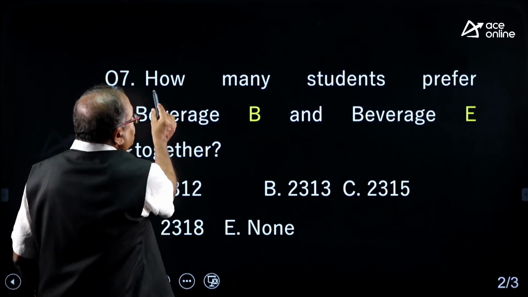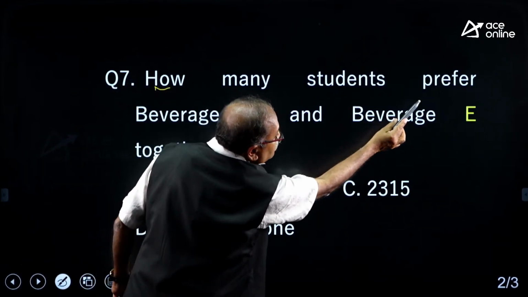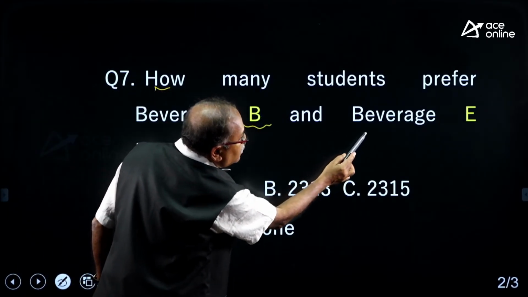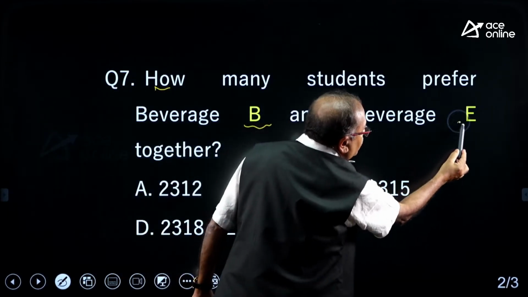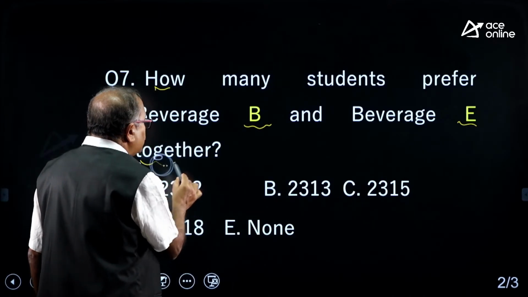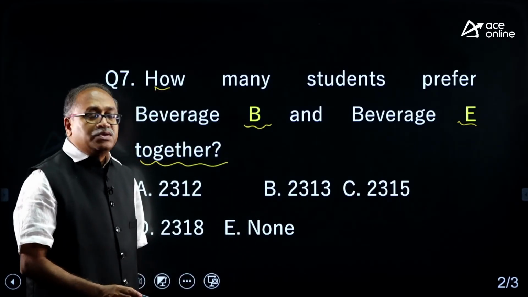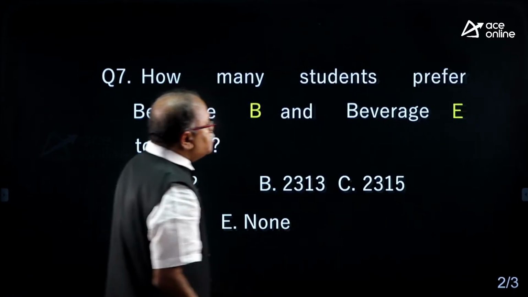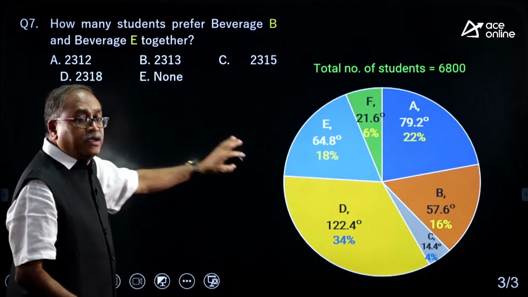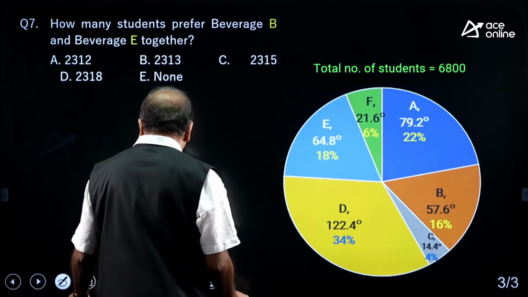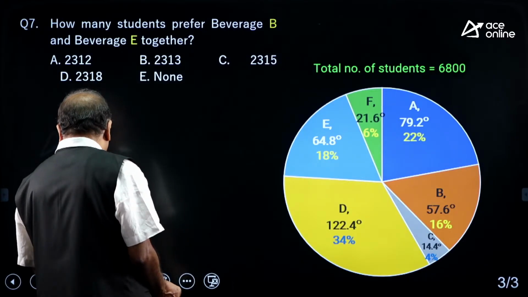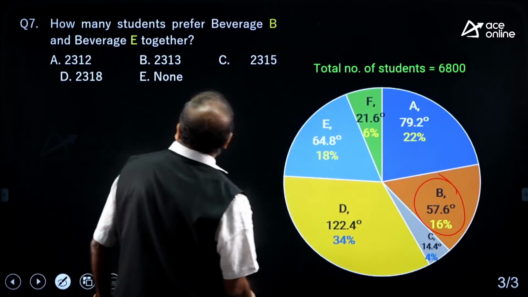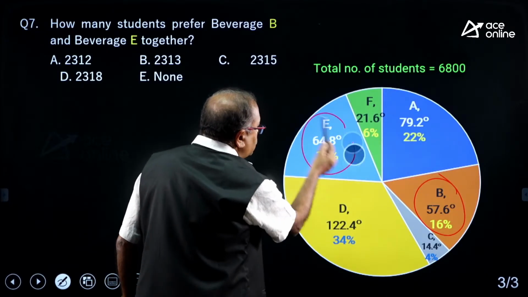The question says, how many students prefer beverage B and beverage E together? How simple this question is. How many students prefer B and E together? So, let us take this side, B and E. Where is B? B is here, and where is E? E is here.